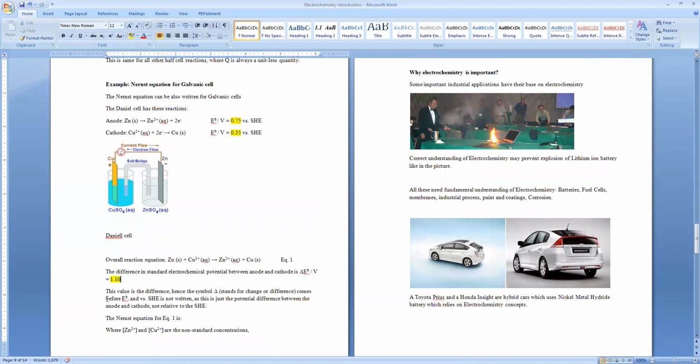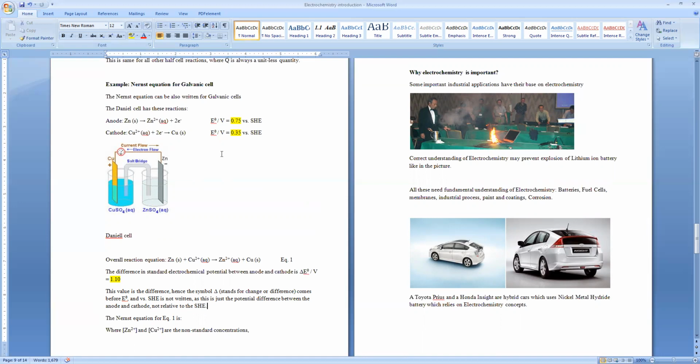It comes before the E. And here you cannot write versus SHE, because this is a potential difference between the anode and cathode, so we don't write versus SHE anymore. As this is the difference between the anode and the cathode, it is no longer related to the SHE.